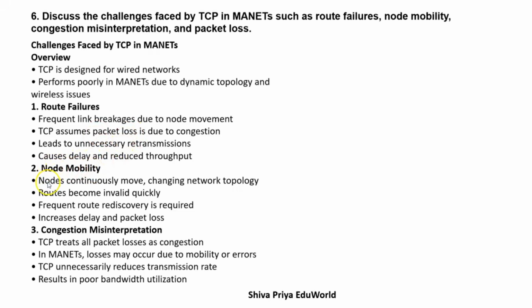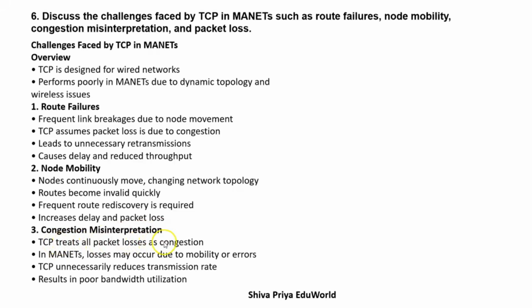And node mobility. Nodes continuously move, as I already told you, changing the network topology. It will change the network topology and routes become invalid quickly. Frequent route discovery is required. After that, it increases the delay and packet loss as well. This is node mobility. And congestion misinterpretation.